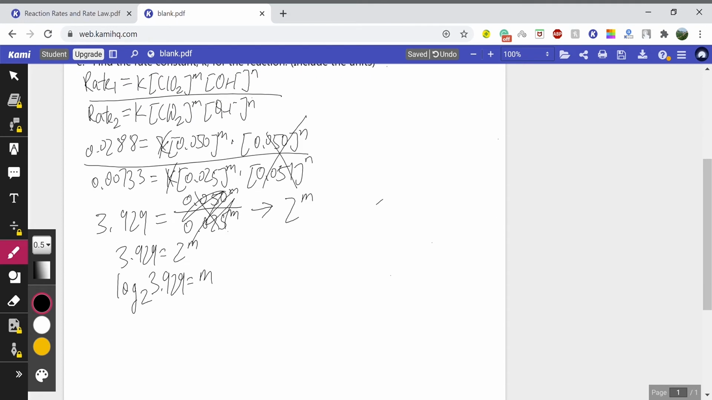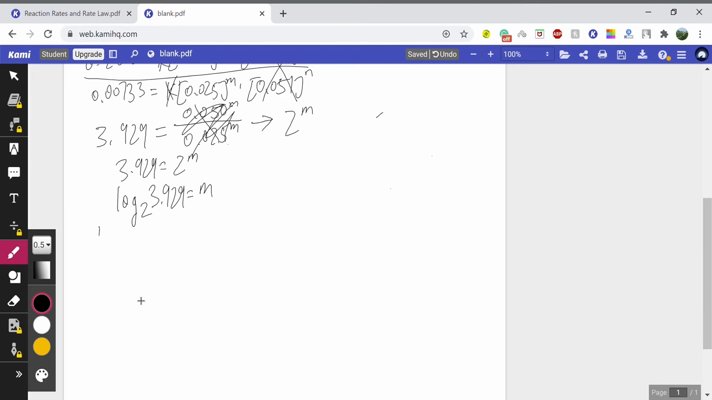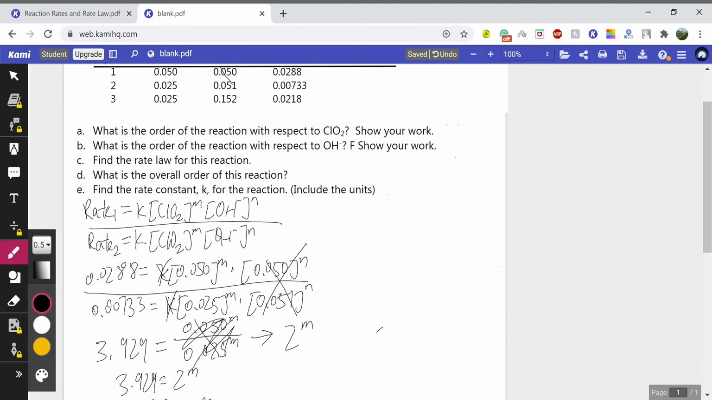And we plug that into a calculator. Math, log base of 2 of 3.929. That gives an answer of 1.97416, which rounds up to 2. So M is equal to 2. And that is the order of the reaction with respect to our first reactant, ClO2. So M is equal to 2.